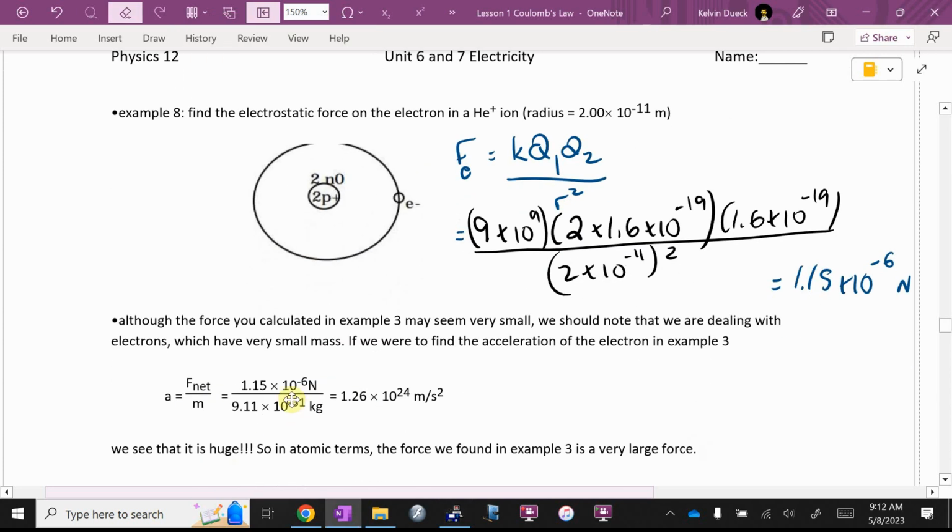Oh yeah, I even wrote that. I said, although the force you calculated may seem very small, we should note we are dealing with electrons which have a very tiny mass. If you find the acceleration on the atomic scale, that's a huge force.